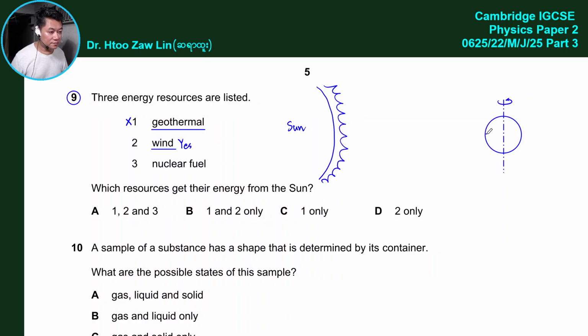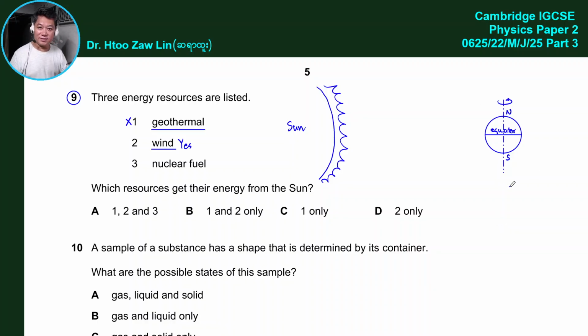So let this line be the equator. This hemisphere is the northern hemisphere and that one is the southern hemisphere. So this is North Pole and that is South Pole. Okay.